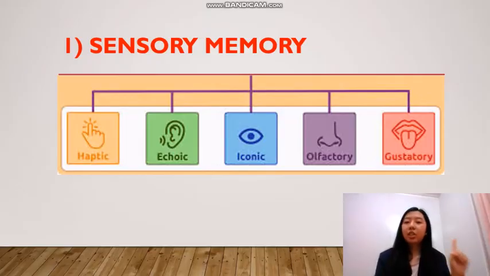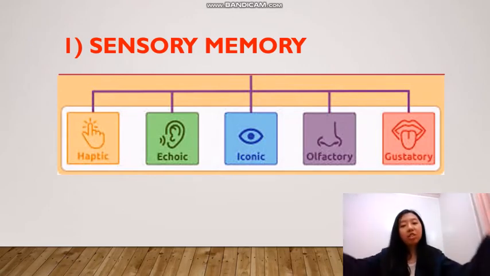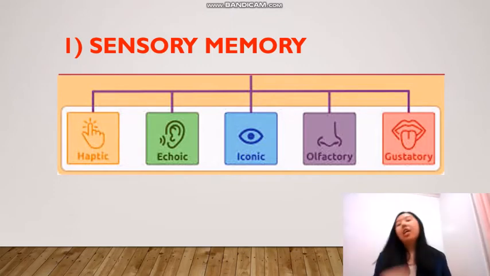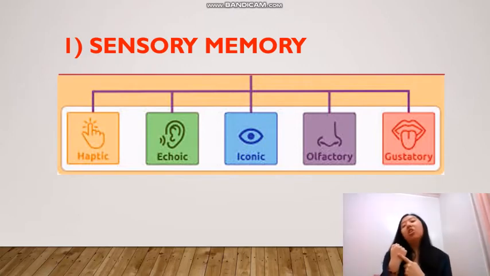The first one is sensory memory. Sensory memory is triggered by physical stimuli from the outside world to our senses. This physical stimuli has several names based on which human sense catches it. If it's caught by skin, then it's called haptic. If it's by ears, then it's called echoic. Eyes as iconic, nose as olfactory, and tongue or tasting sense as gustatory. Sensory memory holds sensory information for less than 1 second, then observes and encodes it into short-term memory.